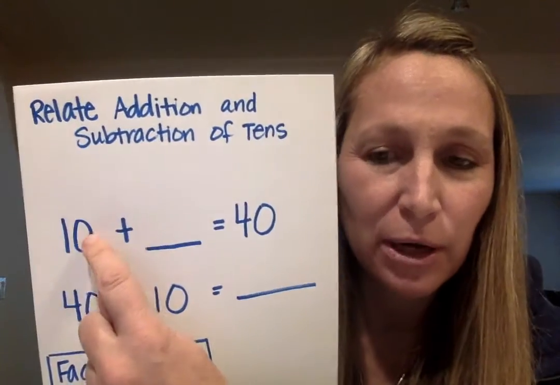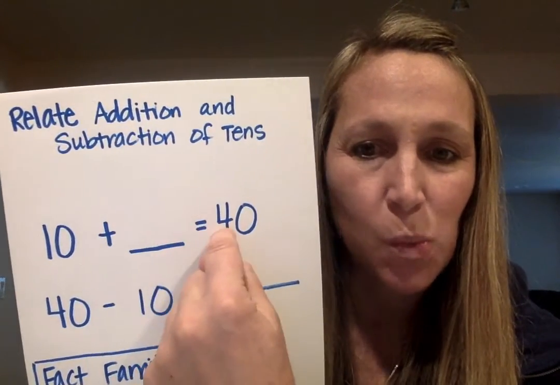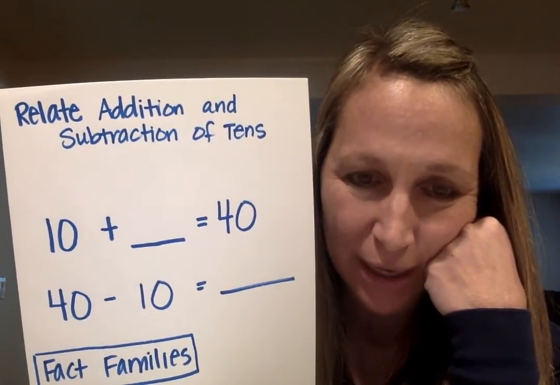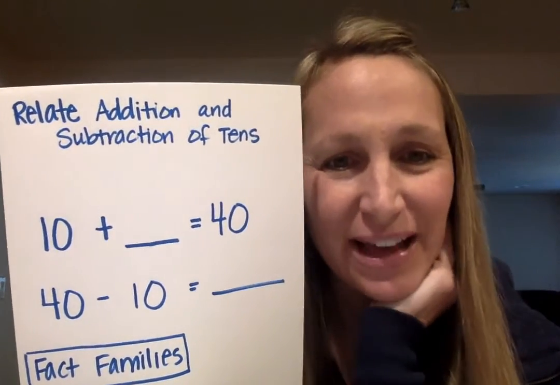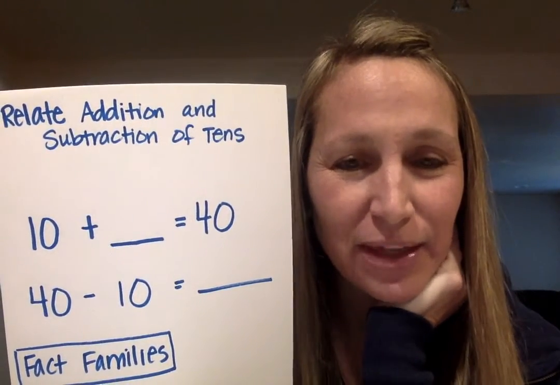And remember, when they're in tens, that just means that they're numbers that we hear when we count by tens, like 10, 20, 30, 40, 50, 60, 70, 80, 90, 100, 110, 120. So we're just going to relate ones that have that pattern of tens. So the first problem we're going to look at is 10 plus what number equals 40? How would I figure that out? What do you think I would need to do?